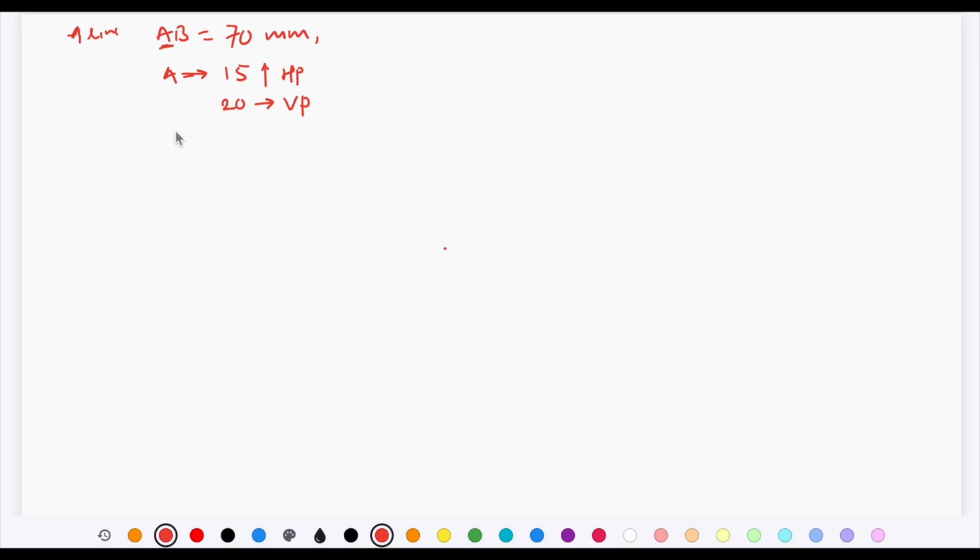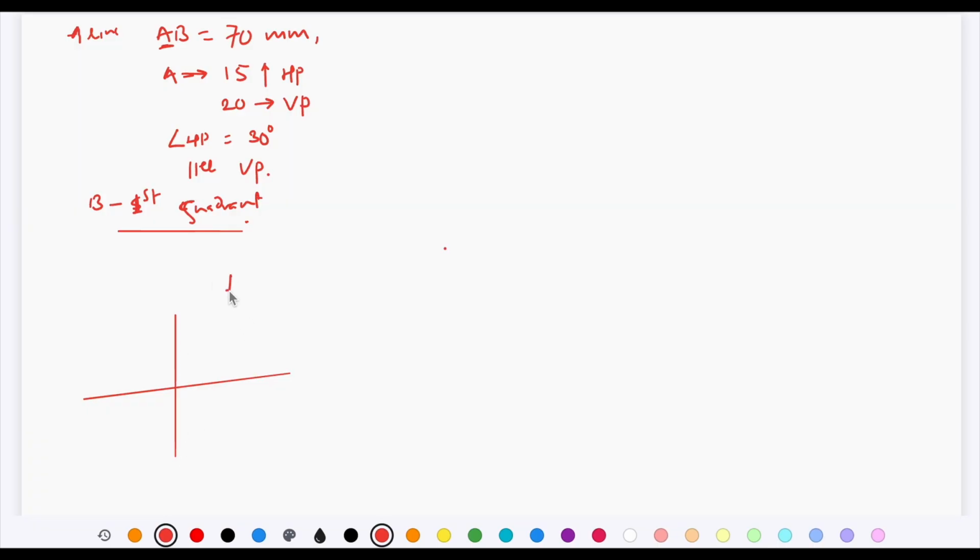The line is inclined to HP at 30 degrees and it is parallel to VP, and additionally the position of the point is located in the first quadrant. Okay, so in this case this is the first quadrant, this is HP, this is VP, and the intersection of HP and VP is being represented as the XY line.